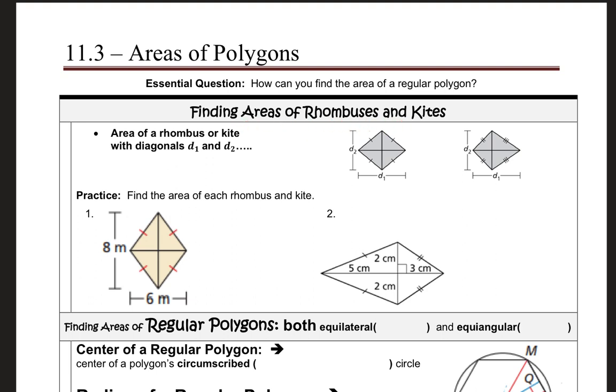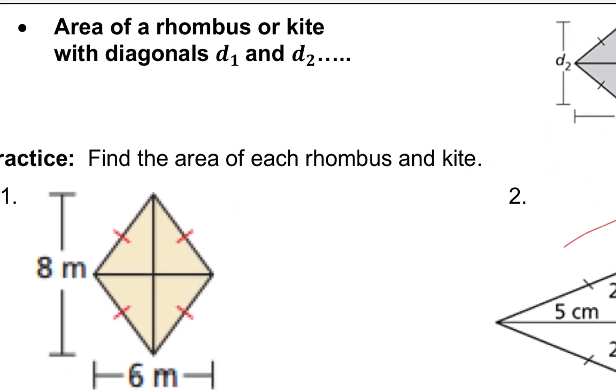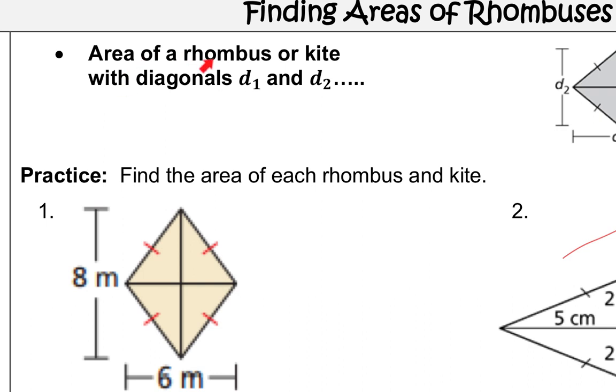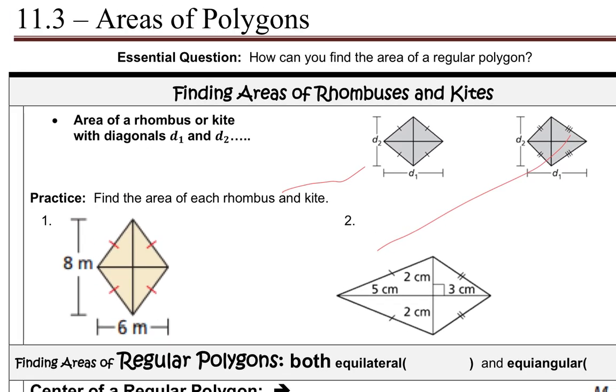So this one's pretty straightforward. Okay, so to find the area of a rhombus and a kite, with diagonals D1 and D2. So remember what a diagonal means, right? Diagonal means goes from one corner to the other one. So from one corner to the other one, that's diagonal 1, right? And then from this corner to this corner is called diagonal 2.